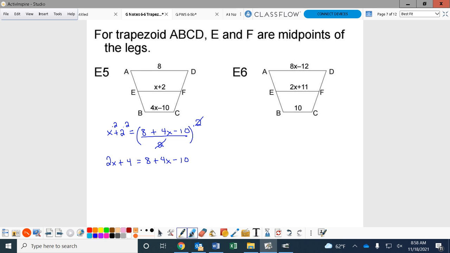Now we have something to do that I got to make sure you do correctly. I'm concerned about this. This is that combine like terms thing. 2x plus 4 equals, now I would put the variable term next because variables come before regular numbers. 4x, when you combine terms, you do that. And then what is 8 minus 10? Negative 2. That's how you would write this.